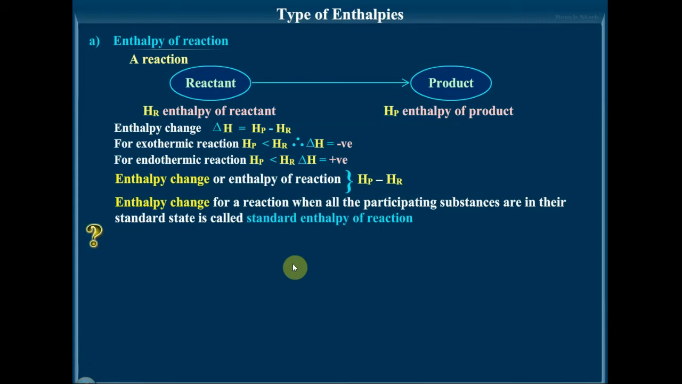And standard enthalpy is usually represented by delta H naught. The superscript naught represents the standard state. So this is very important. All the enthalpy changes you can find in your textbook are in the standard condition. Why? Because of easy comparison, because you can compare two reactions easily only if the temperature and pressure are kept constant.